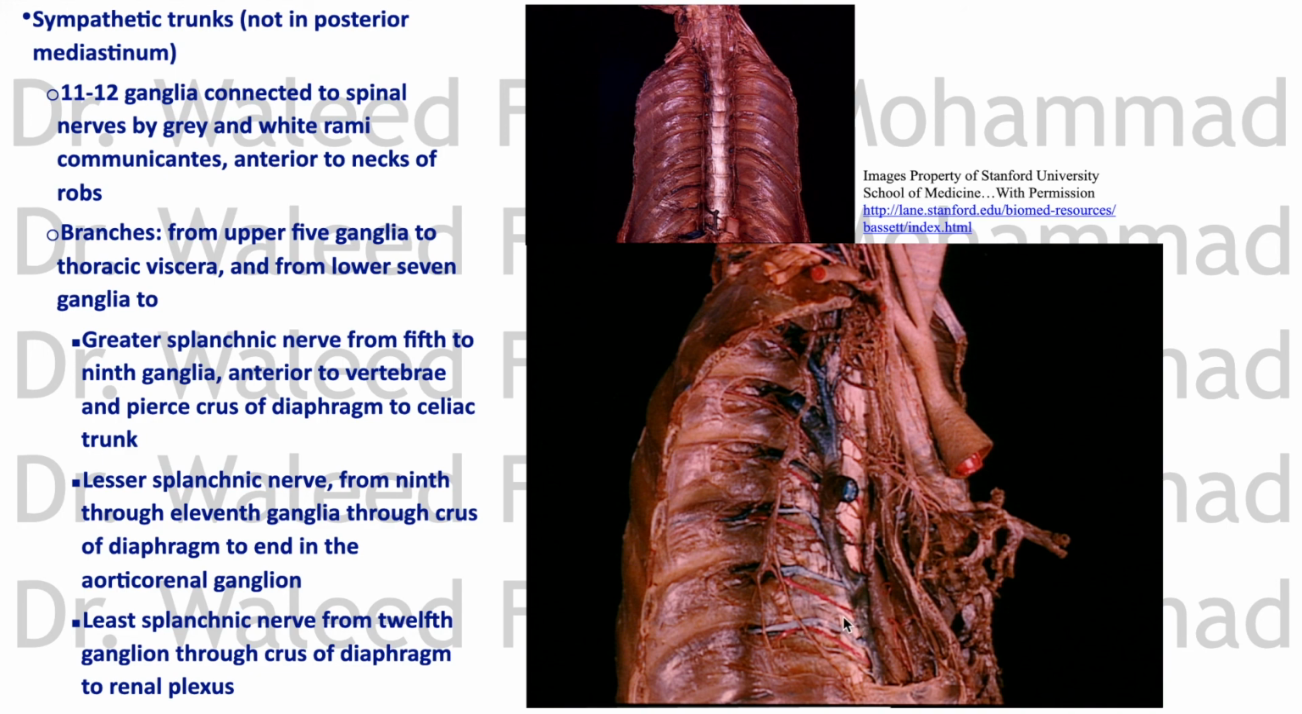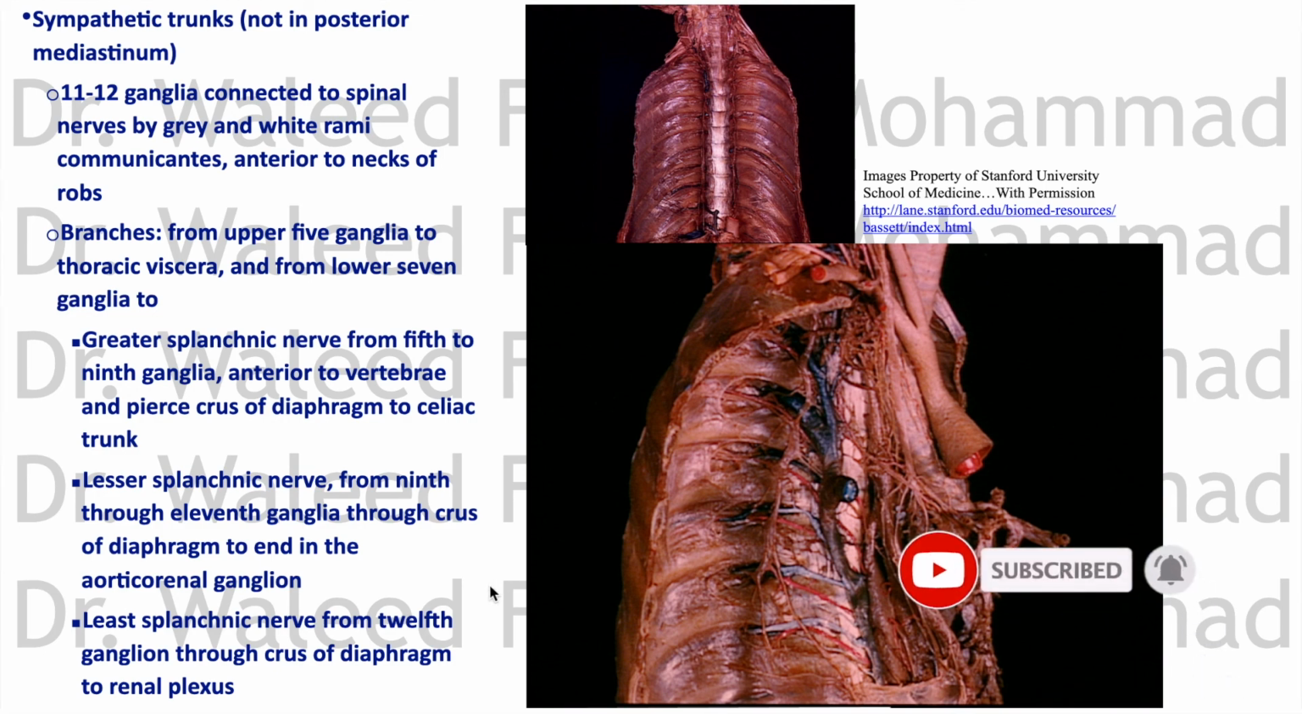The lesser splanchnic nerve from the 9th through 11th ganglia, also through the crus of the diaphragm, ends in a ganglion called the aorticorenal ganglion near the kidney. And the last one is the least or lowest splanchnic nerve from the 12th ganglion through the crus of the diaphragm to the renal plexus. Okay.